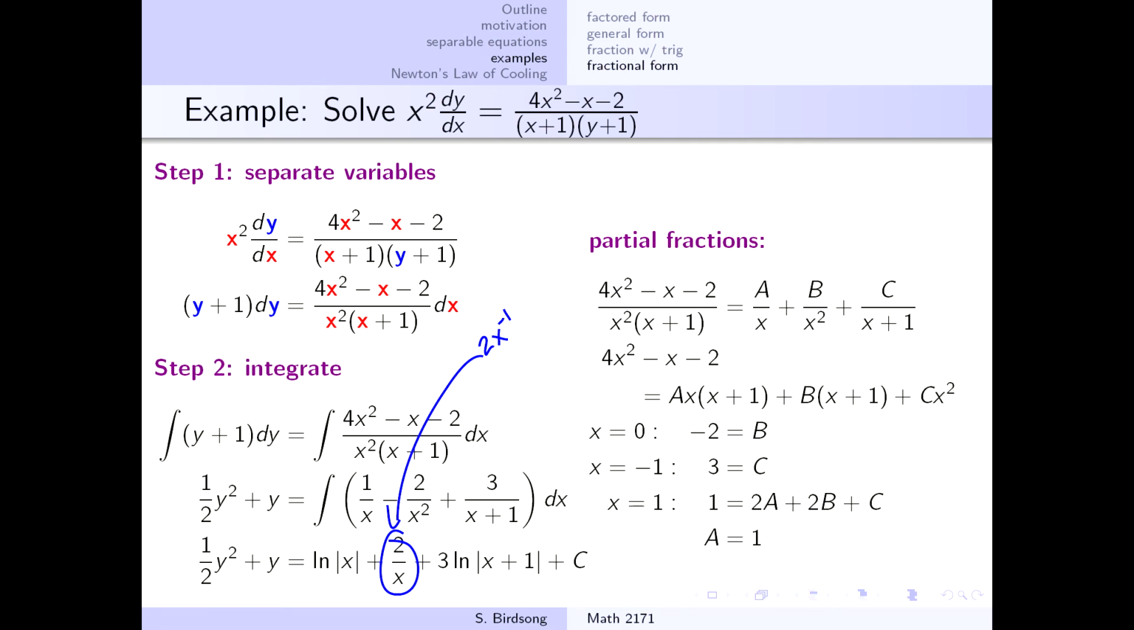Okay. Notice again, this guy is a perfectly fine format. It is an implicit solution. However, do we really want to solve for y here? We really don't, so we're just going to leave it in that implicit format.